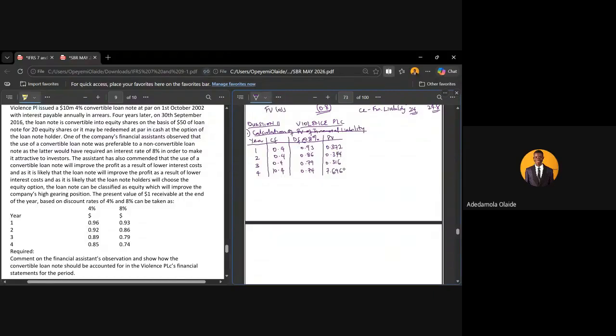So the last, the summation of each. One is how much? 7.3. Last one, 7 point what? 696. So the total present value is 8.728.